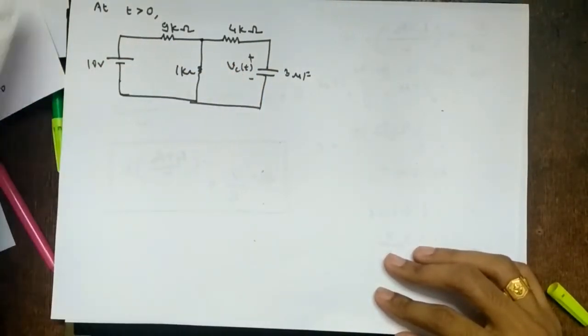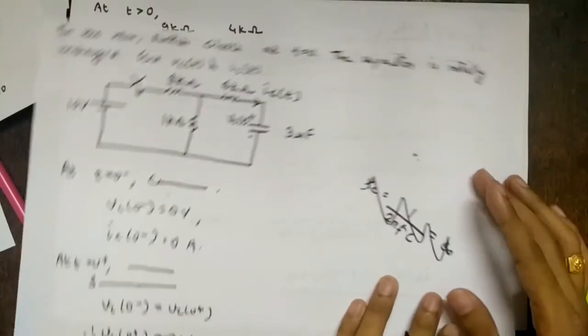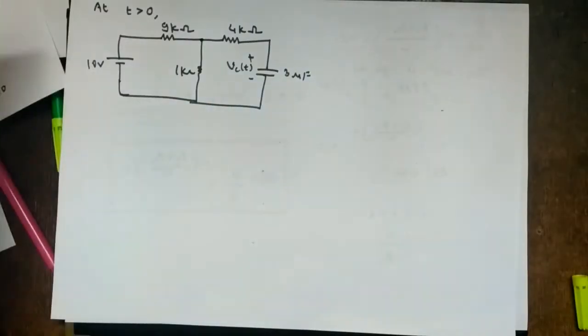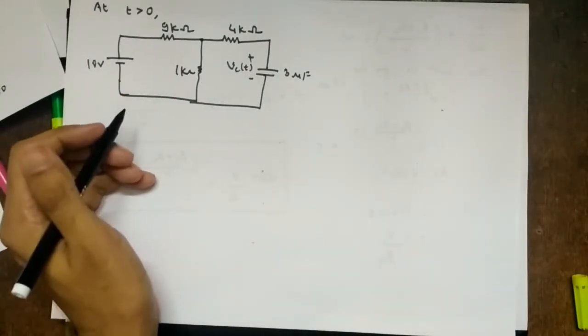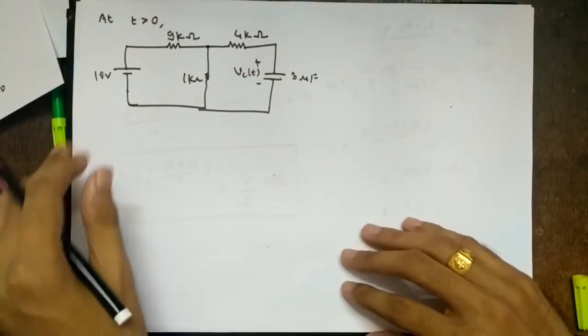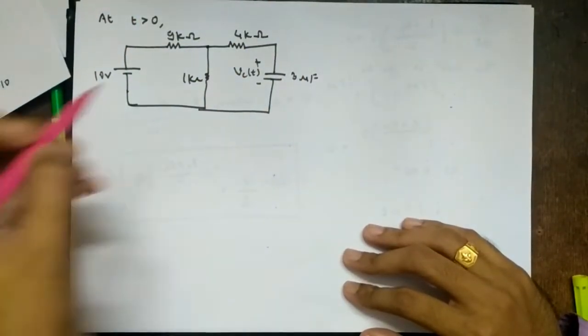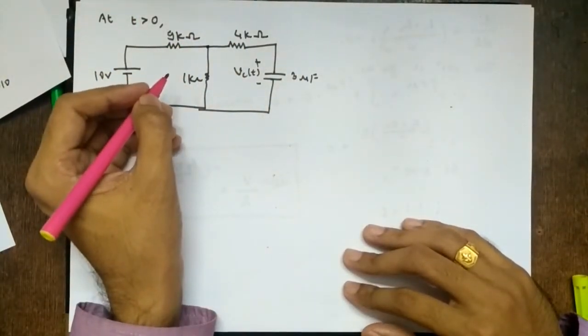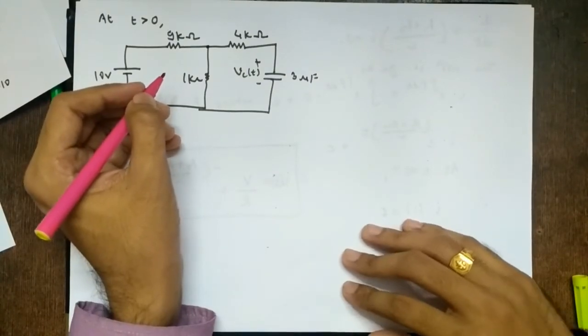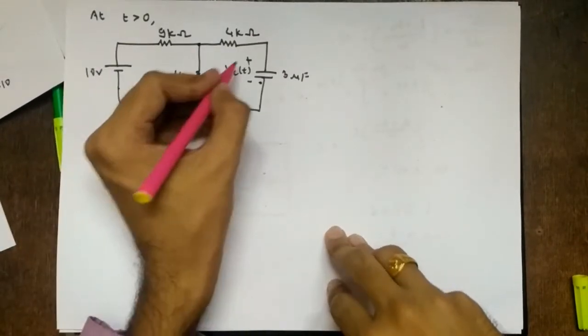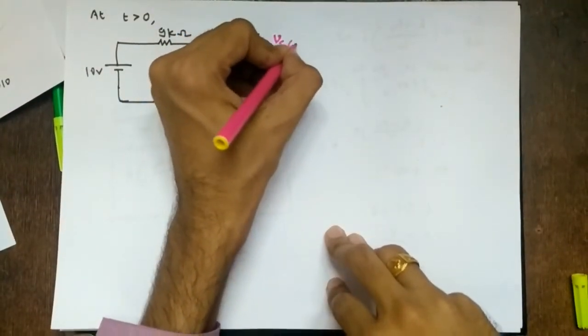So what do we have to find? I forgot. Find Vc of t and IC of t as well, right? So what will be Vc of t? This is again my Vc of t.